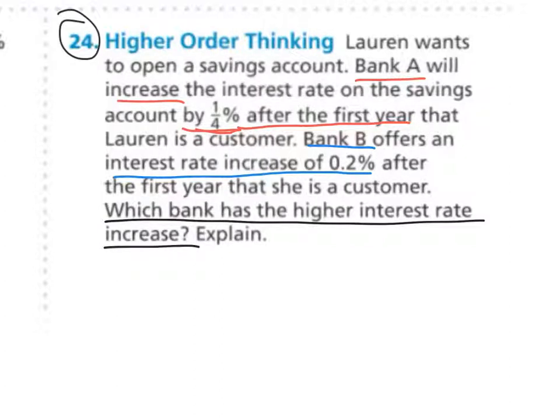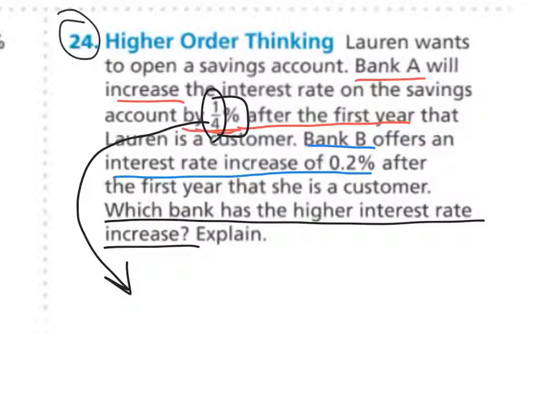So we don't actually know what the interest rates were to start with, but they're asking which one has the higher increase. So probably what we want to do is get these into the same format. So 1/4%, if I can get that to a decimal like the other one, that's probably going to be the easier thing. We could change the decimal to a fraction, but then remember we'd have to get common denominators, so that might be a little bit more work.